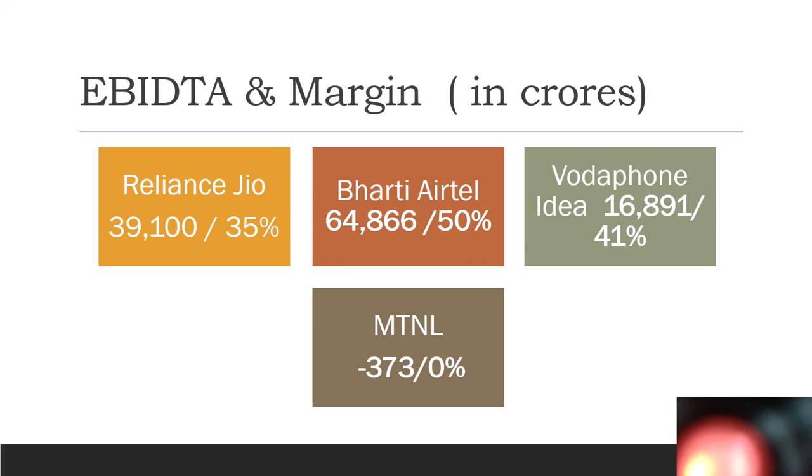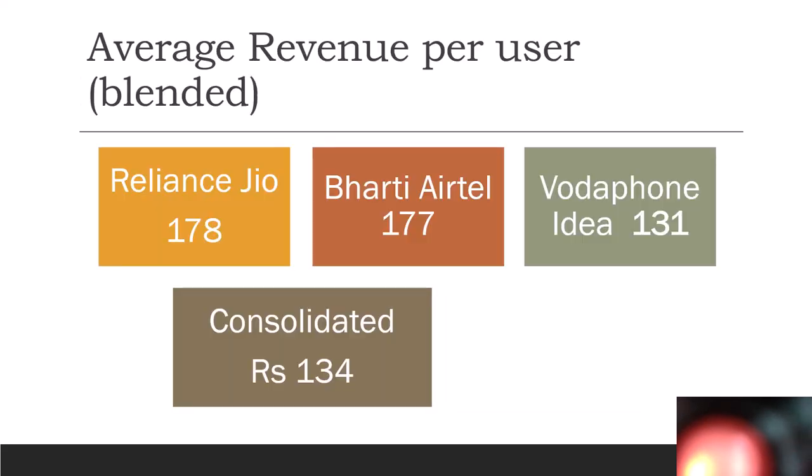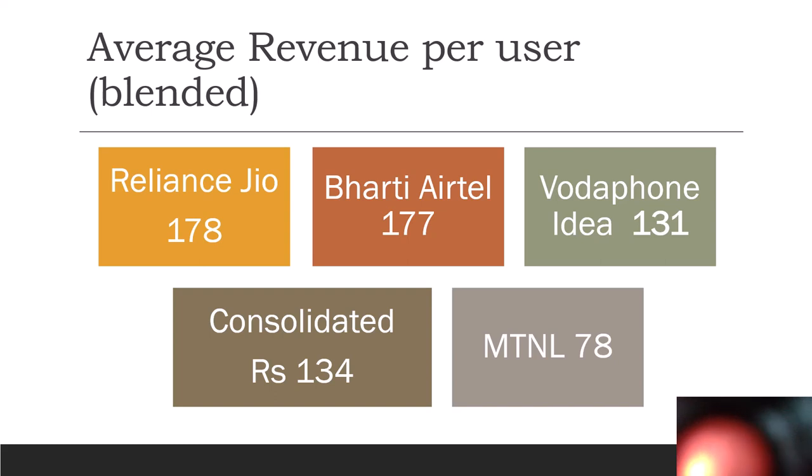MTNL EBITDA is negative. So average revenue per user, and now this is a blended ARPU, postpaid and prepaid together. Of course, prepaid is 98%, and postpaid is hardly any component. So the consolidated ARPU is close to 134 in India.